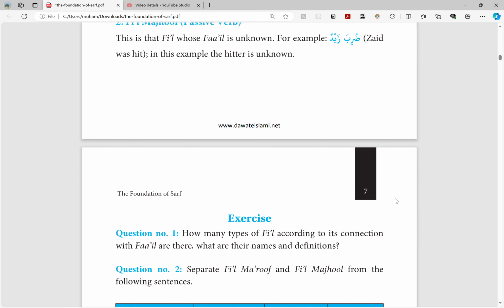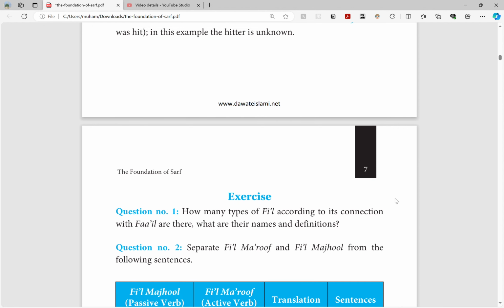Now for the exercise: how many types of fi'l, according to its connection with fa'il, are there? What are their names and their definitions? So two types of fi'l are there in connection to fa'il: fi'l ma'ruf and fi'l majhul. In fi'l ma'ruf, we know who the fa'il is, and in fi'l majhul, we don't know who the fa'il is. There is an exercise that gives you a few verbs, and you're to separate which is fi'l ma'ruf and which is fi'l majhul. So I'd like all the viewers to pause the video here and work on the exercise.